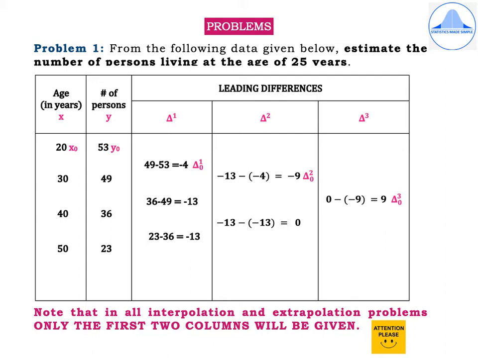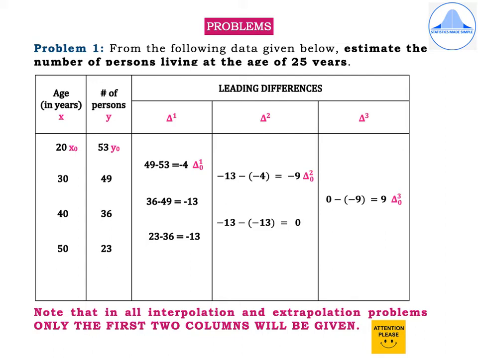Now find out the second leading differences, that is delta square. So how do you find out delta square? It is nothing but the difference of the previous column. So minus 13 minus of minus 4 gives us minus 9. We call this delta naught square, and this is written between minus 4 and minus 13. Similarly, the next difference is minus 13 minus of minus 13, which gives us 0, and 0 is written in between minus 13 and minus 13.